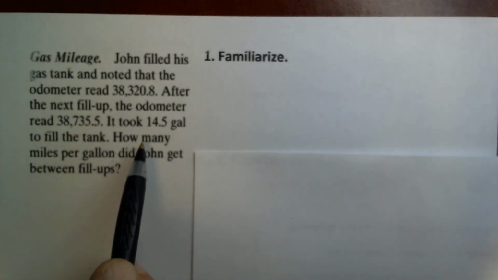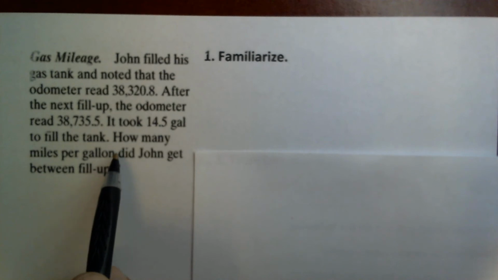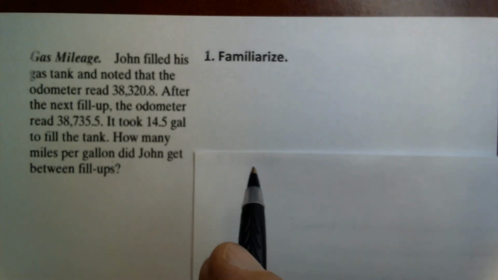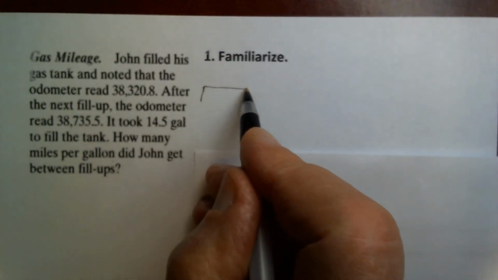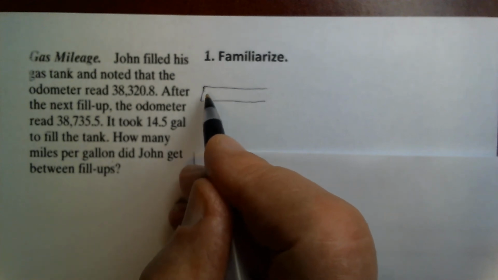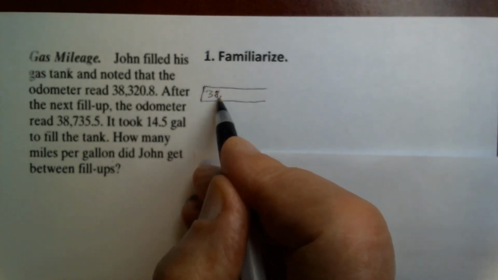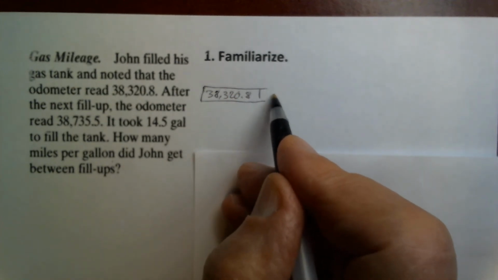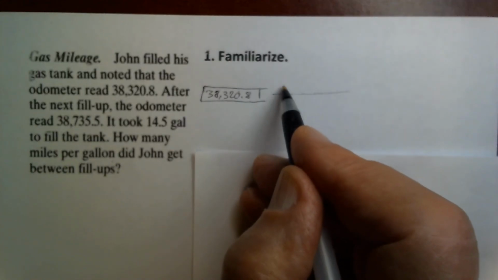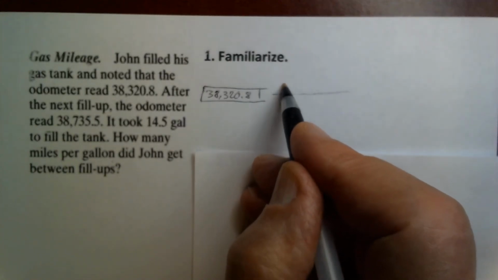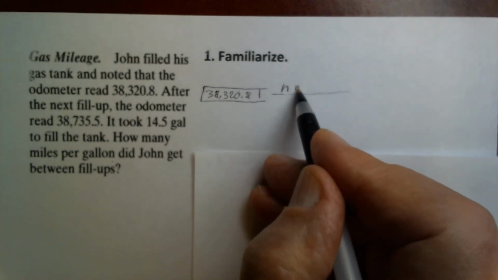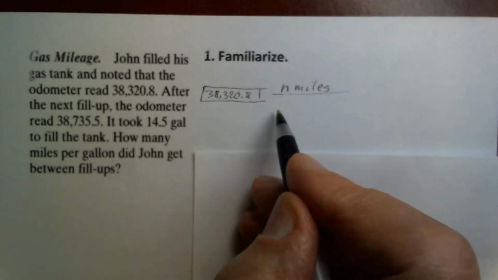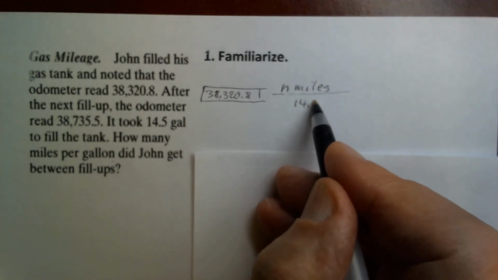After the next fill up, the odometer read 38,735.5 miles. It took 14.5 gallons to fill the tank. How many miles per gallon did John get between fill-ups? So we can think about the odometer reading in the beginning, when he filled up, it said 38,320.8. Then he drove, let's say, n miles between the fill-ups, and then he gassed up with 14.5 gallons.